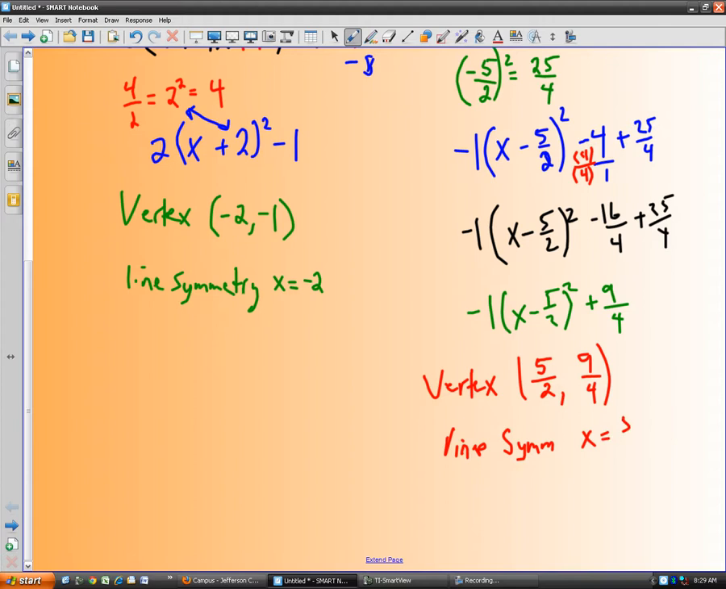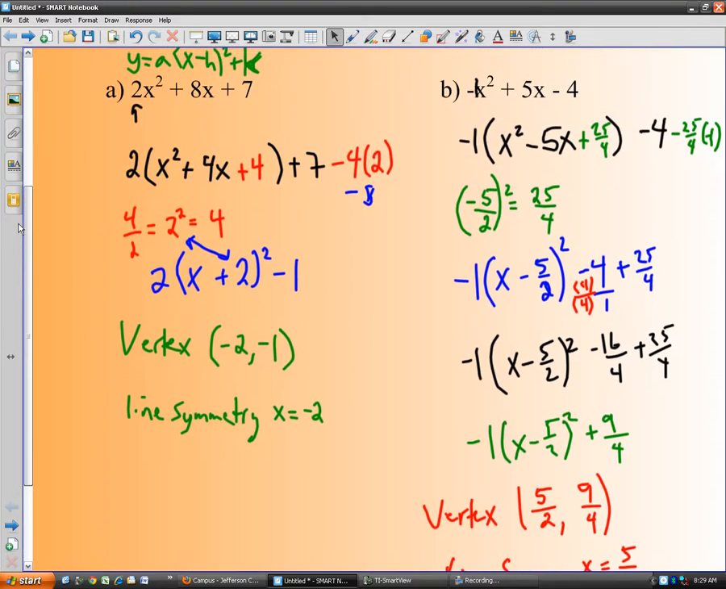So just a reminder of how to complete the square. You might want to rewind and watch this a couple times because this is a challenge, and this is something that we need to know how to do.